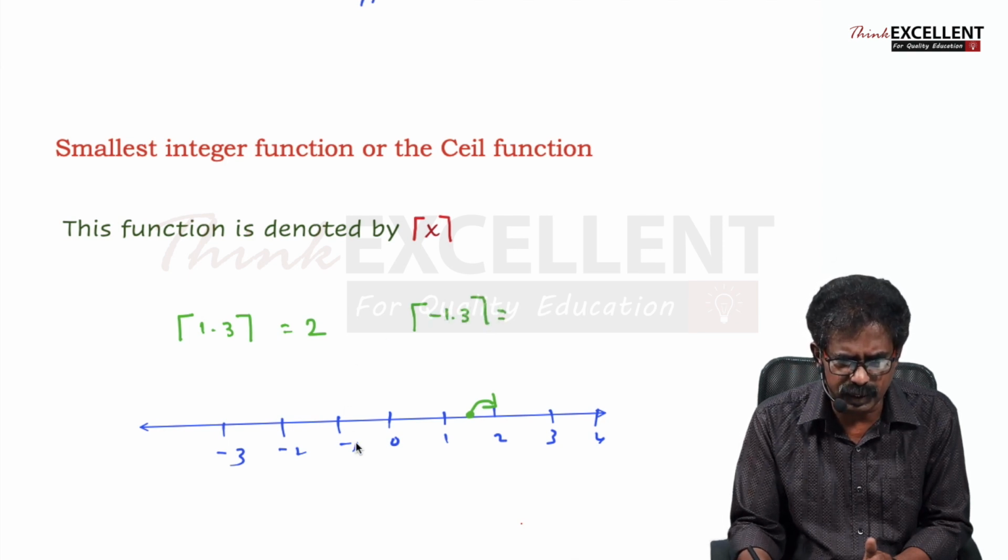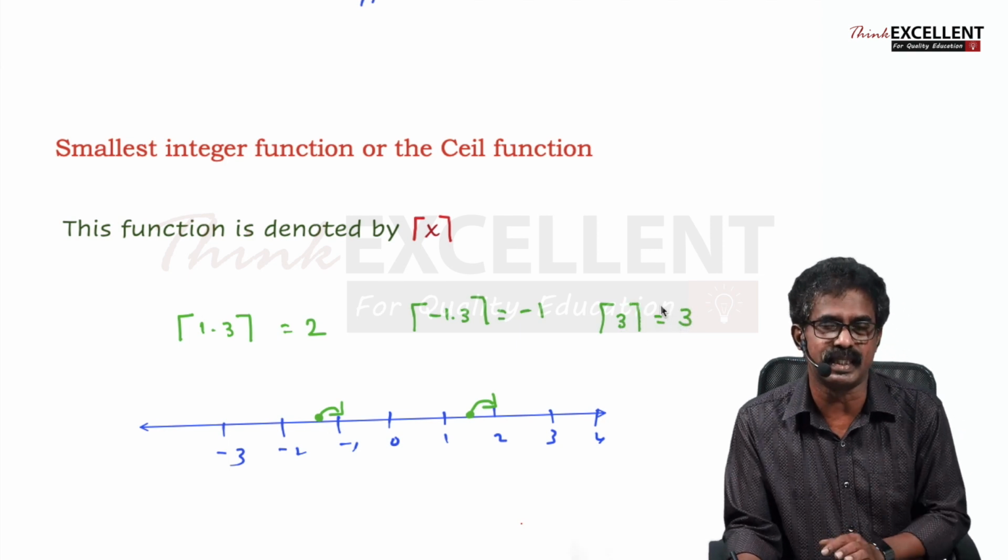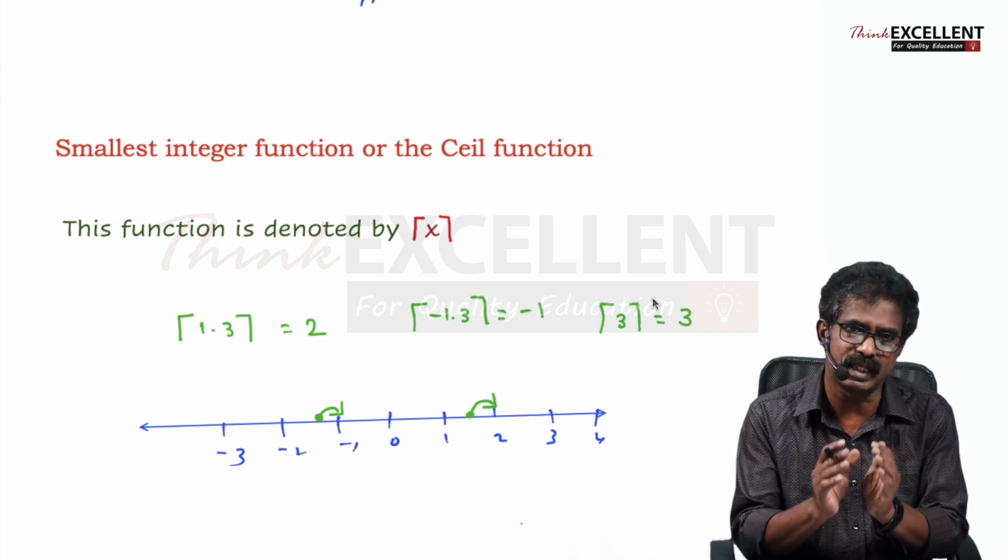So check where minus 1.3 is: between minus 1 and minus 2, right? Minus 1.3, so we take the right side value. What's the right side value? Minus 1. Here also, smallest integer function of 3: the integer of 3 is 3 itself, because 3 itself is an integer. Don't go for right or left, it is that integer itself.